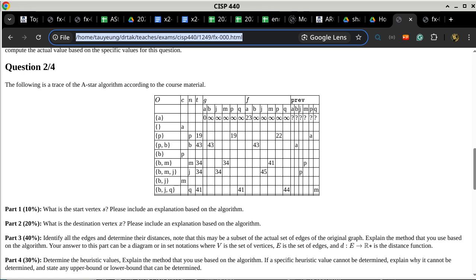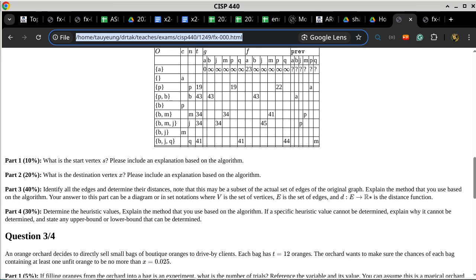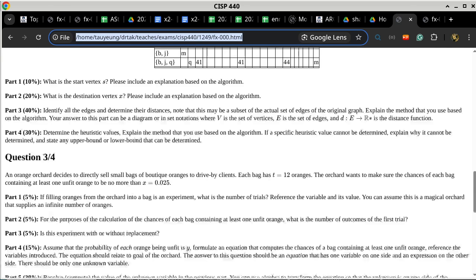And then part 4 says determine the heuristic value. The heuristic value, by definition, is the difference between the f value and the g value. So that's how we can determine the heuristic value of vertex P to the destination is 3, because we can see how the g and the f value are different by 3. So that's how we answer all the parts, so far, of question number 2.